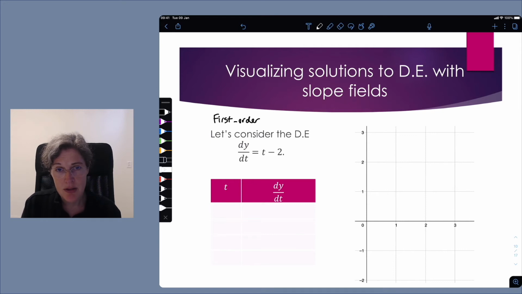Is it autonomous? Does it only have y's on the right-hand side? Absolutely not. In fact, it has t's, so it's not autonomous. So that's about all we can tell at the moment. Okay, what are we going to do?